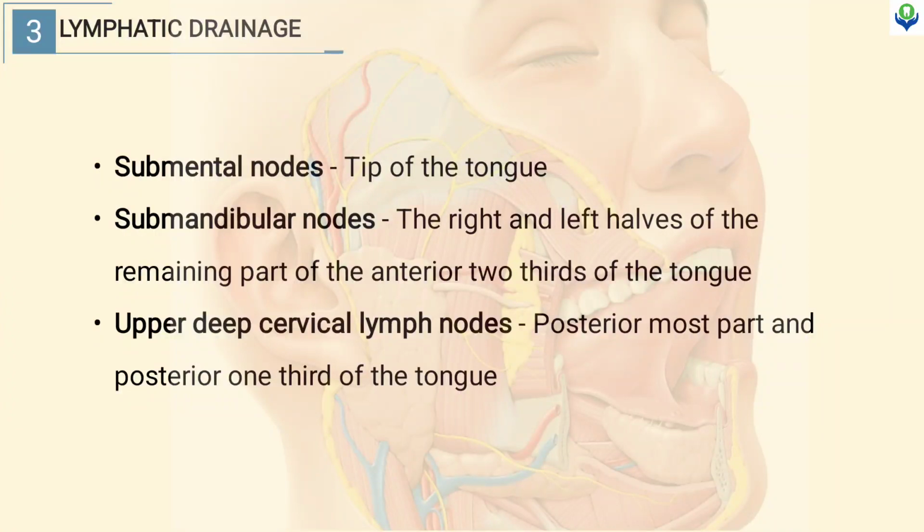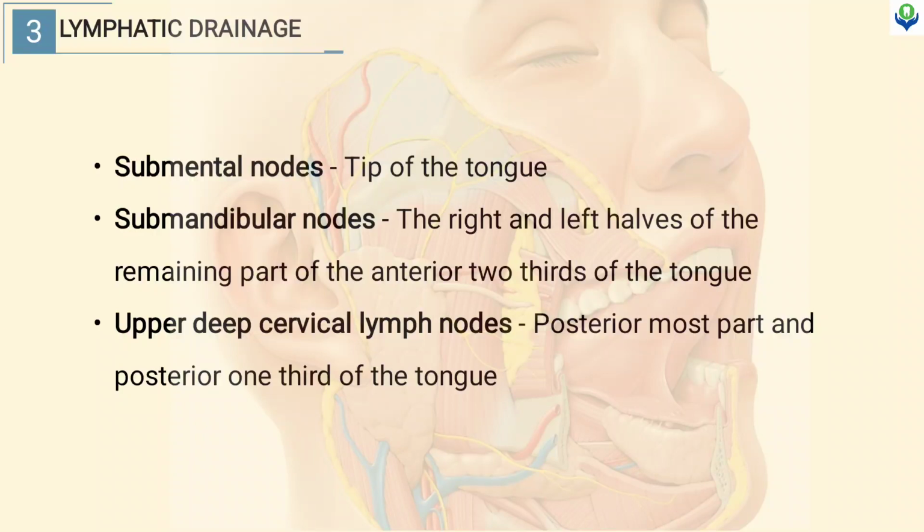Lymphatic drainage. The tip of the tongue drains bilaterally to the submental nodes. The right and left halves of the remaining part of the anterior two-thirds of the tongue drain unilaterally to the submandibular nodes. A few central lymphatics drain bilaterally to the deep cervical nodes.